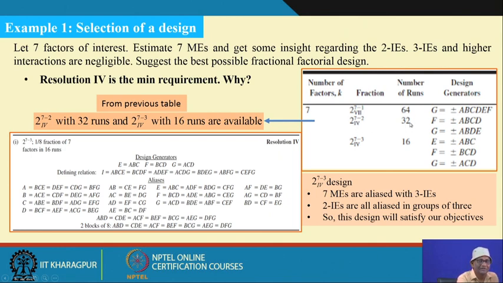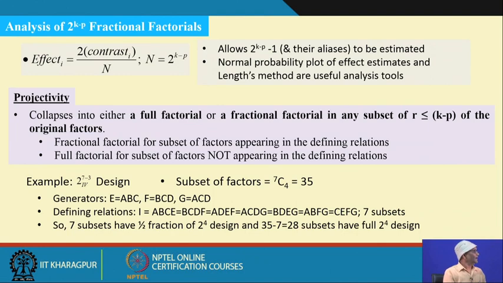You require 32 runs, and once you find out the alias structure, you will find that many more second order interactions, some better information, you will get. But as far as the requirement is concerned here, it is sufficient. Which one is sufficient? The 2 to the power 7 minus 3 resolution 4 design is sufficient to satisfy our condition. Okay. Now, I will explain the second part, which is analysis.